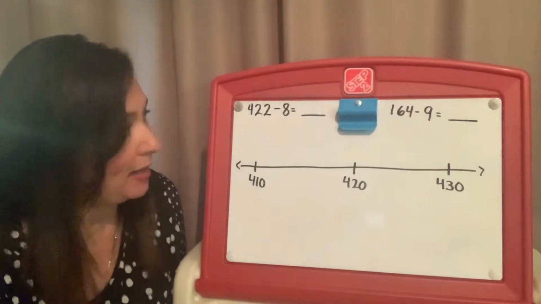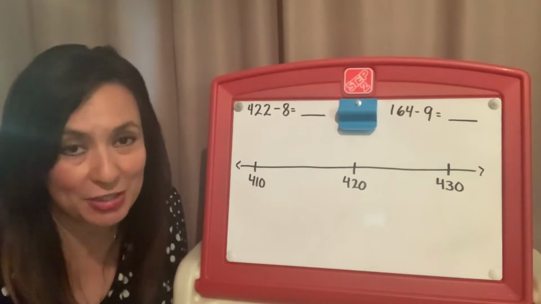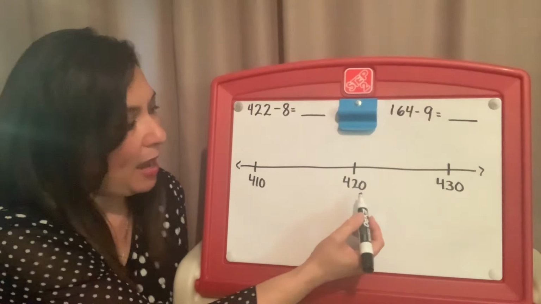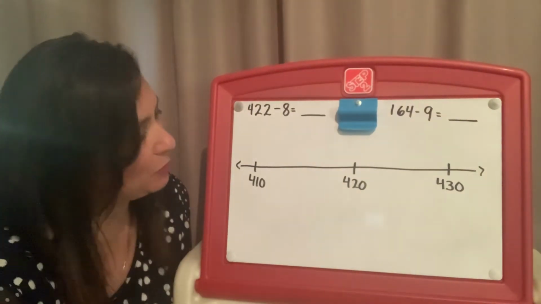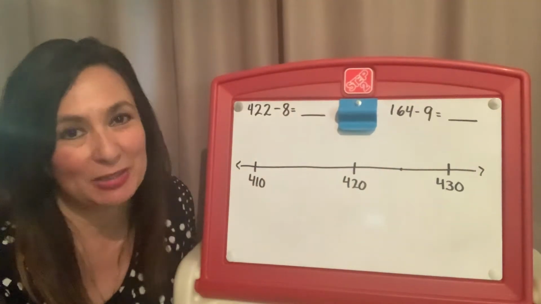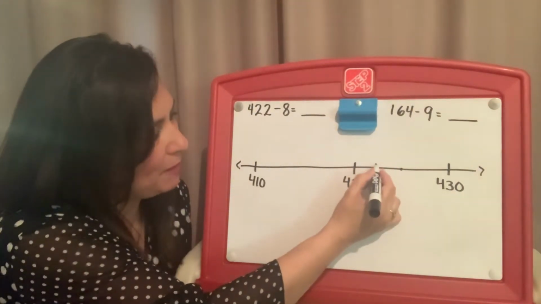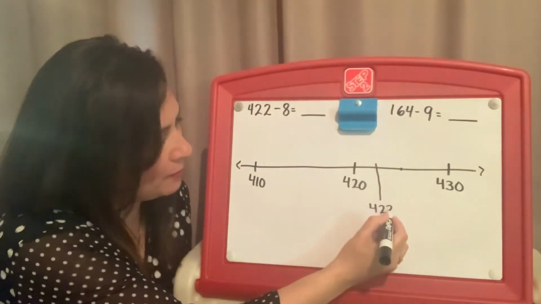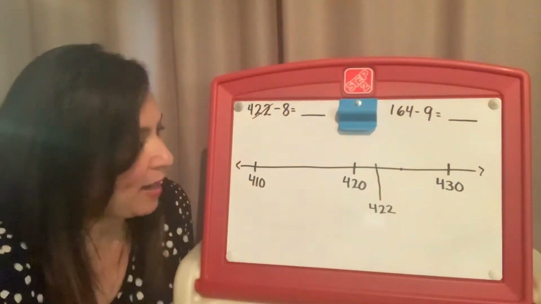422 subtract 8. Well, I know the first thing I need to do is, say it with me, position the total. The total is 422. Well, I know 420 is here, 430 is here, 422 is between those two tens. The middle number is, say it with me, 425. So I know 422 must be about here. I'll draw it a little bit lower so I have room. Once I've positioned it, I'm done with it. Now all I have to do is subtract my 8.